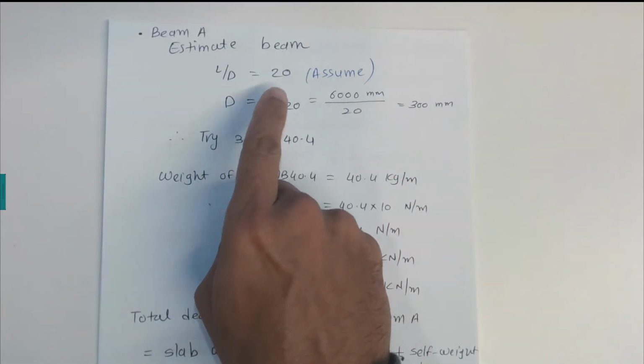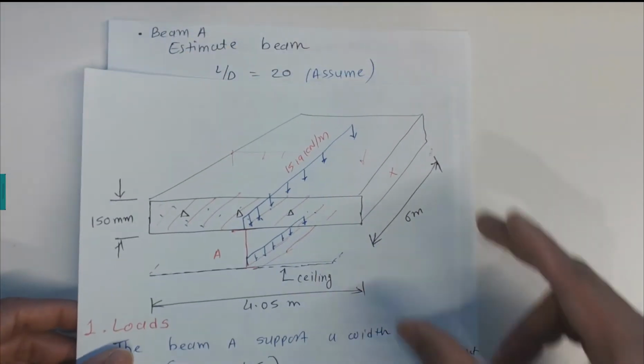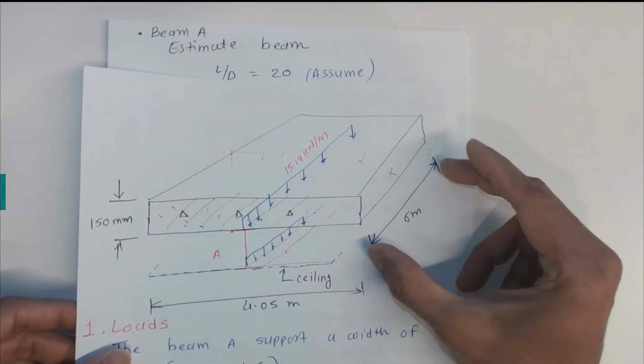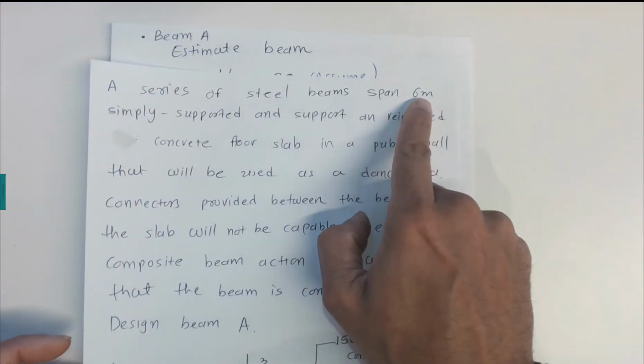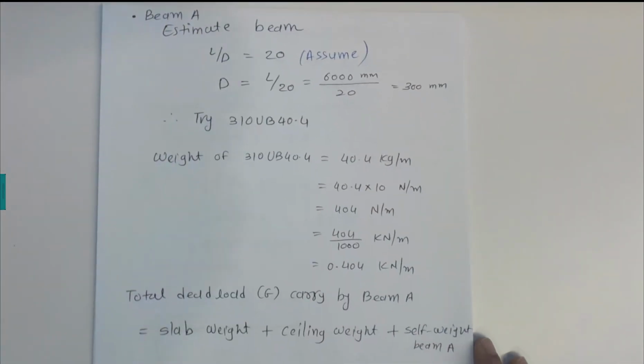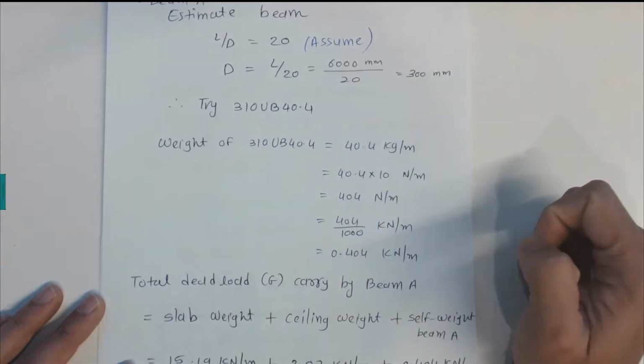So to find D, it is L over 20, and the span of the beam is 6 meters or 6000 millimeters. It's also given in the question. The span of the beam is given as 6 meters. So 6000 millimeters divided by 20 gives us 300 millimeters as the depth of the steel beam.